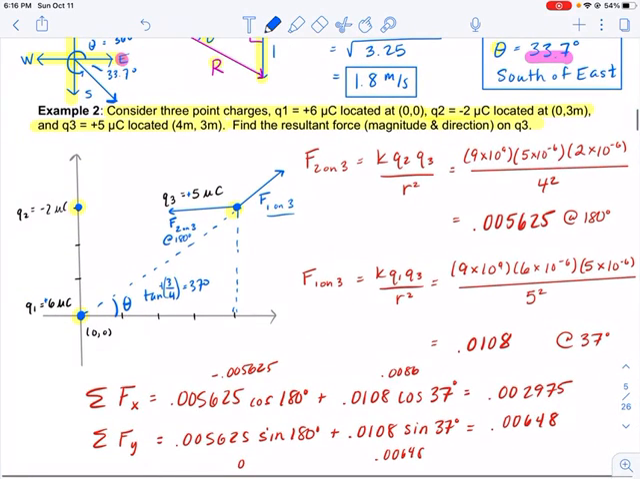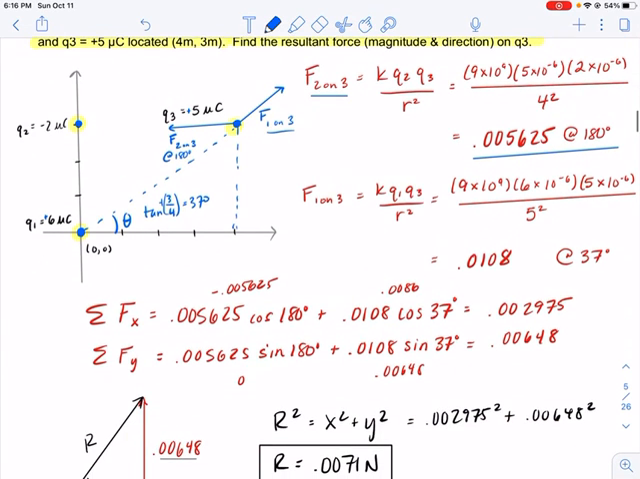So now I'm going to make some calculations using Coulomb's law. I'm going to find the magnitude of these force vectors. So the force of 2 on 3, I use Coulomb's law, kQq over r squared, plug in the values, and I get 0.005625 newtons at 180 degrees. Then I'm going to do the same thing for the force of 1 on 3. I plug in the values, and I get 0.0108 newtons at 37 degrees.